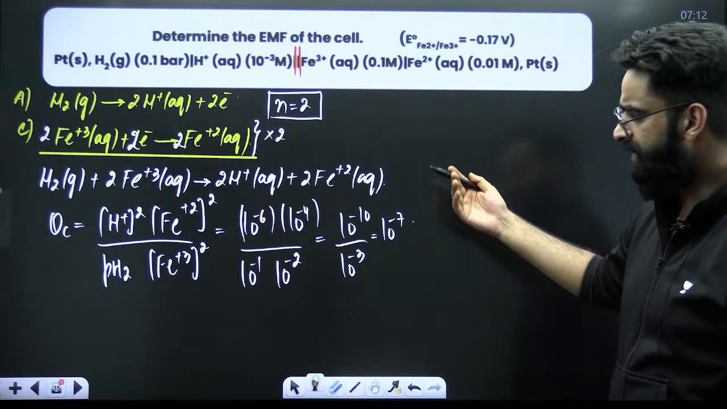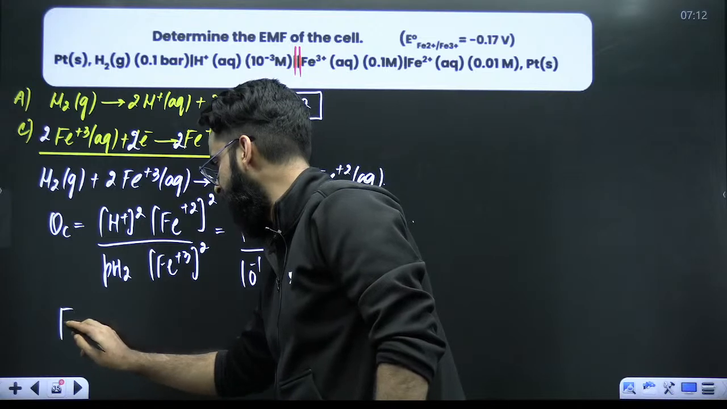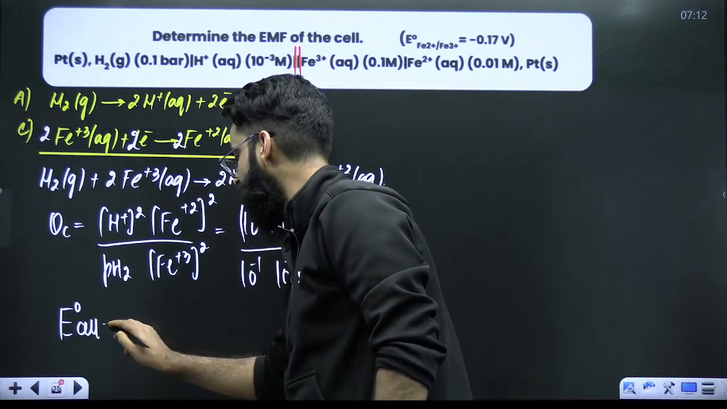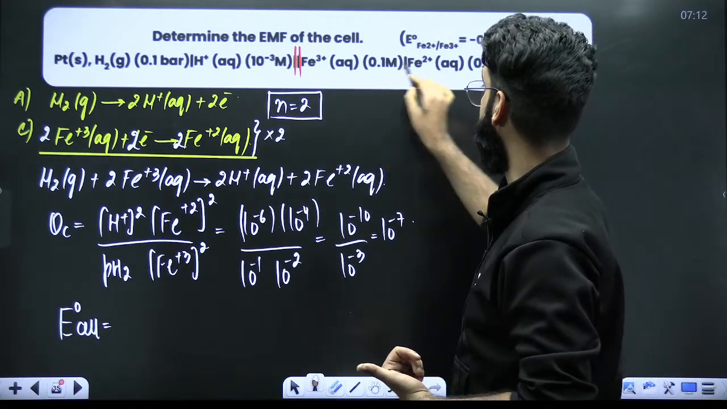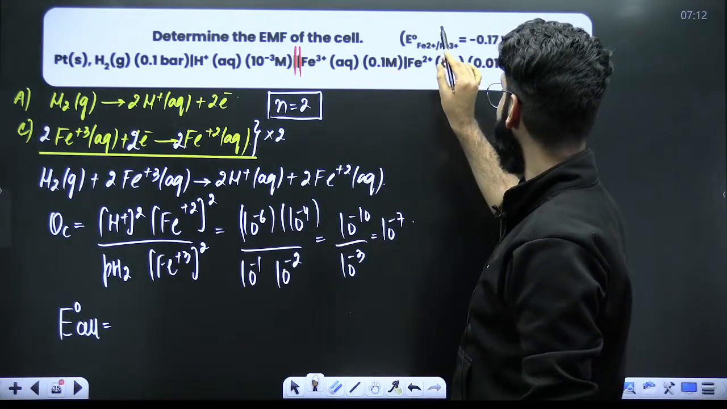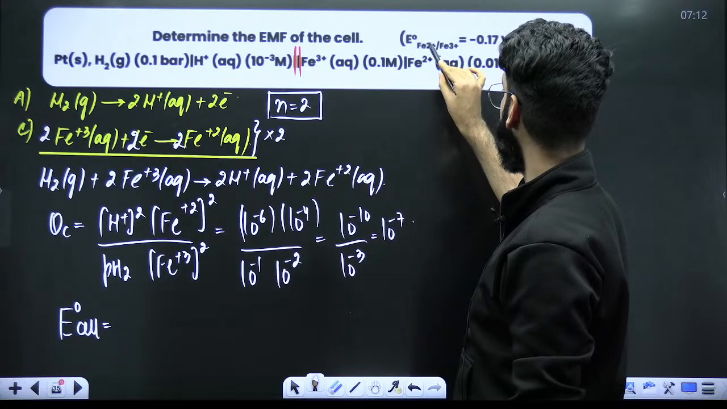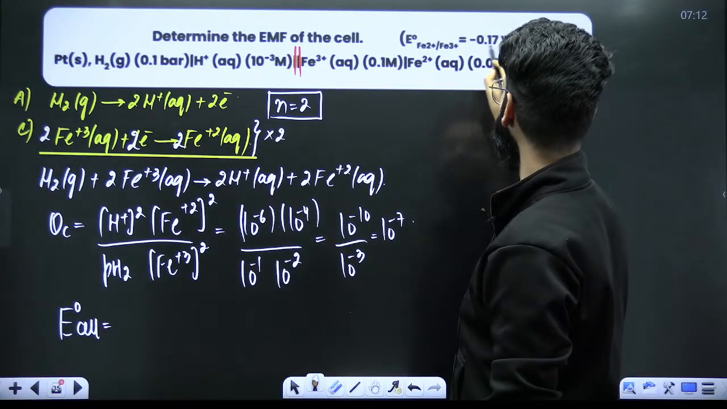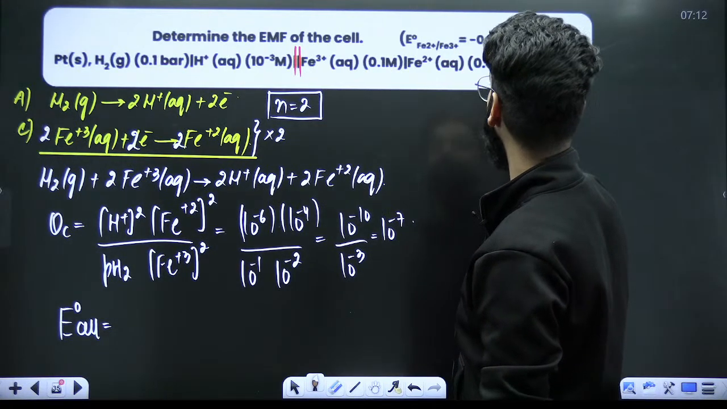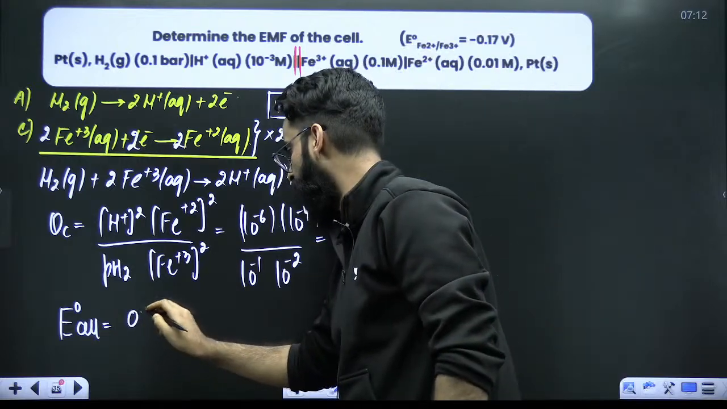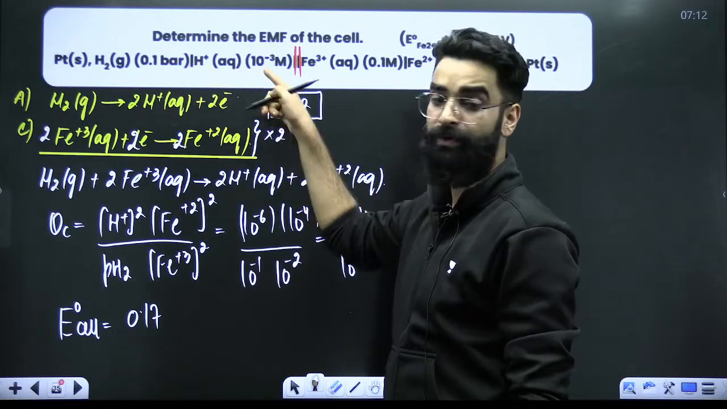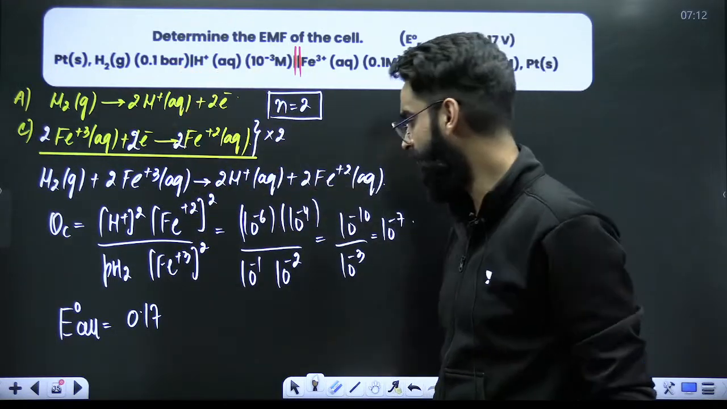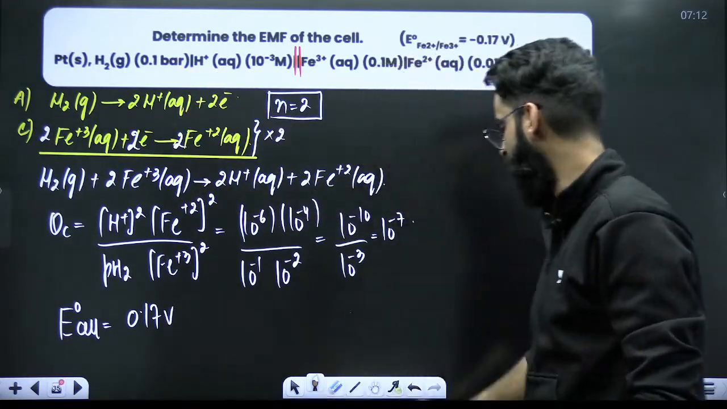Since you got the QC, now it is time to calculate E naught cell. E naught cell has to be equal to E naught cathode, the SRP of the cathode. So the SRP of this particular electrode is given. Well, it is Fe di-positive gives Fe tri-positive, so an increase in the oxidation state. So this is SOP, but I need SRP. SRP will be 0.17. SRP of cathode minus SRP of anode. The anode is your hydrogen electrode. Its SRP is 0, right? E naught cell is 0.17 volt.